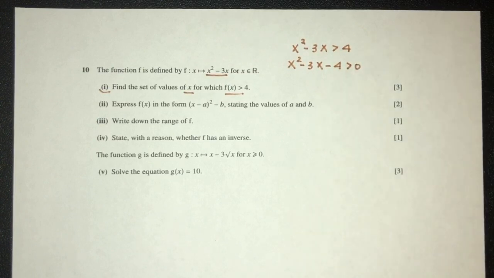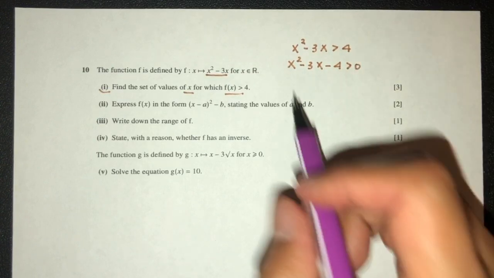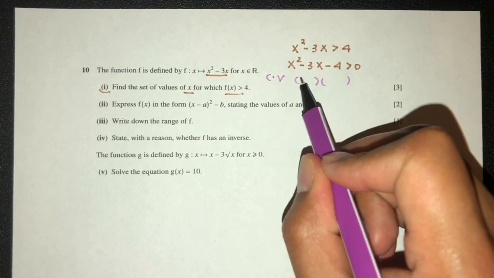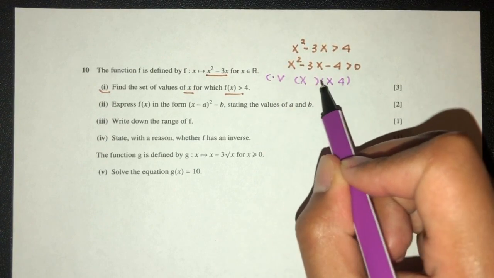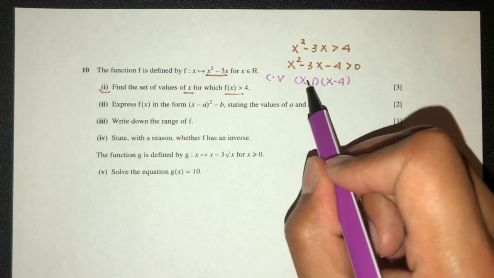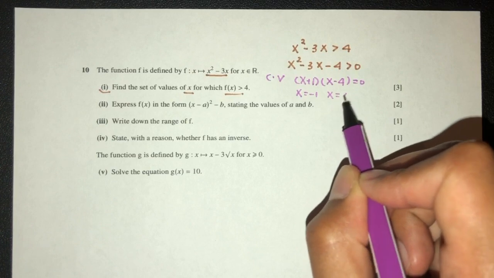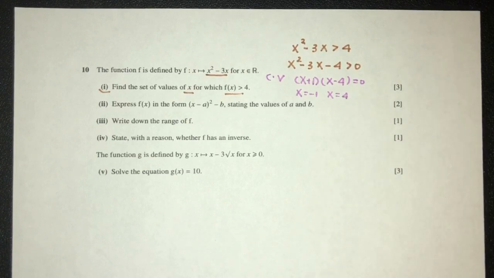Again, we have seen this kind of question many times. We just have to first find the critical values. We factorize. That will be x 4 times 1. To get minus 3, we have to have minus 4 plus 1. X will be minus 1, x will be 4. Again, these are the critical values. These are not your answer yet.